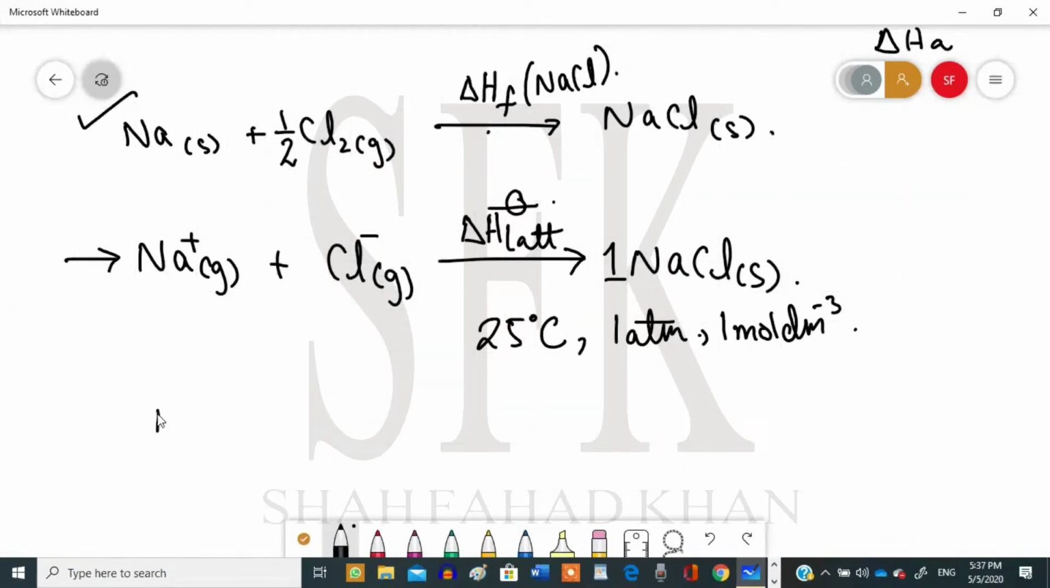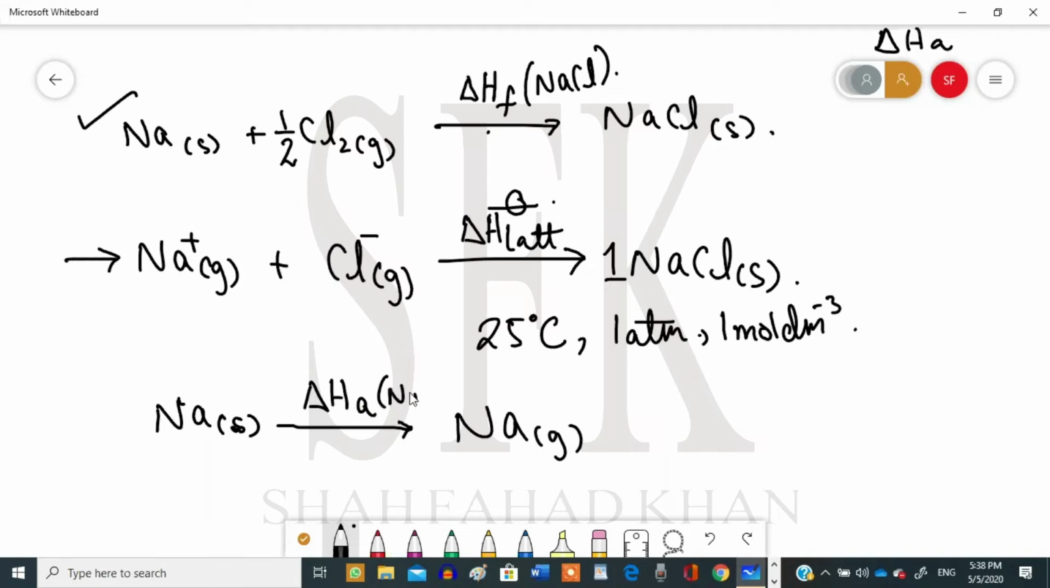Now, if I ask you, what's the standard state of sodium under standard conditions? You guys are gonna answer me that it's a solid, right? Okay, if it's a solid, then if I heat it and form sodium gaseous atoms, what's gonna be the enthalpy change of this reaction? It's gonna be the enthalpy change of atomization of sodium, right? Because I'm getting one mole of gaseous sodium atoms from its element under standard conditions, in its standard state. This is enthalpy change of atomization of sodium.